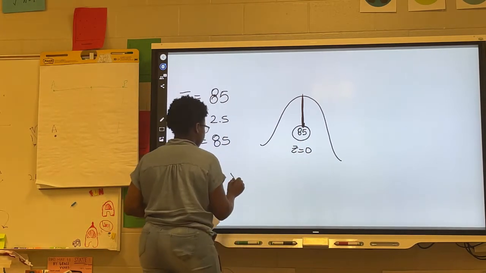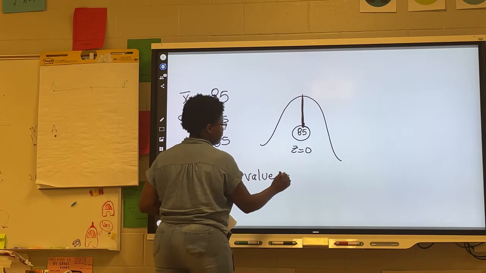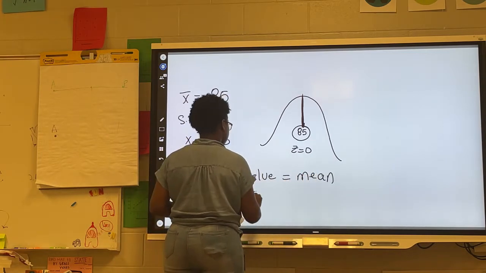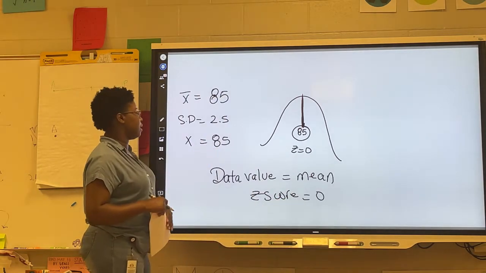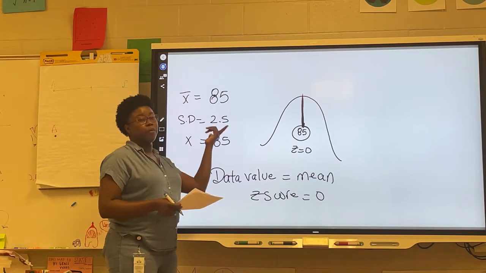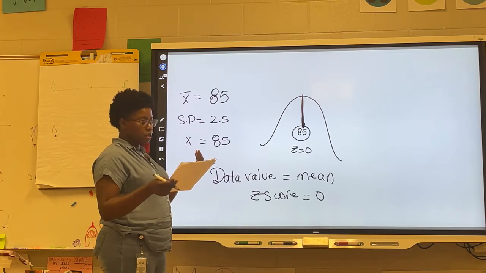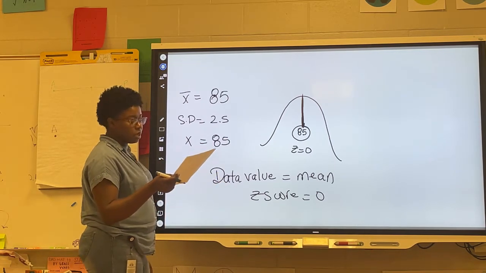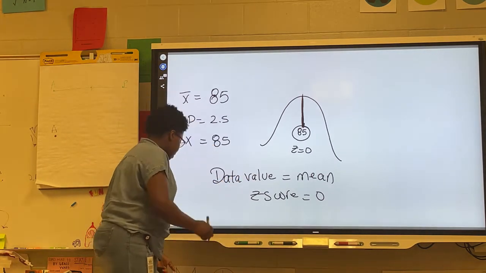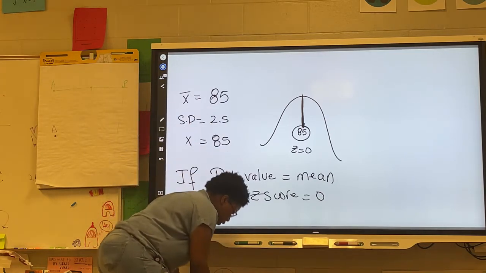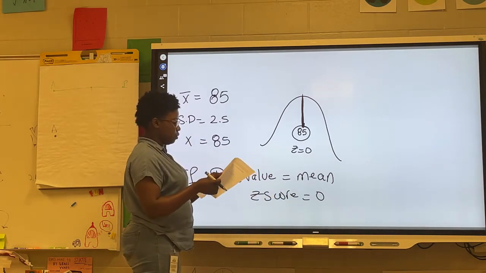So once your data value is equal to the mean, your z-score is equal to 0, because you're basically standing or performing right at the mean. This 2.5 here is not really relevant unless they ask you another question, which they did not. So yeah, that's basically it. The conclusion you're supposed to draw from this is that if your data value is equal to the mean, then your z-score is equal to 0.